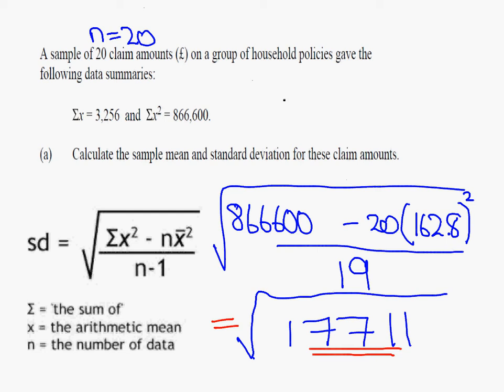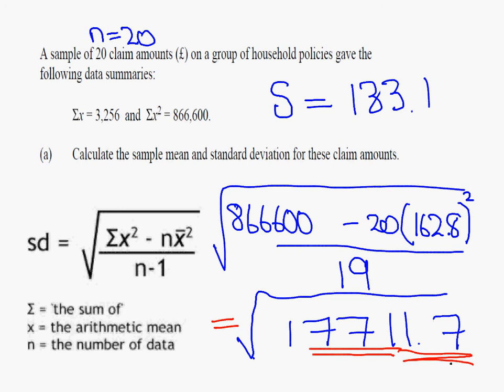And the answer to that, I'll just write it up here. S, or SD, S is the common way of writing it, is 133.1. I put everything to one decimal place because I've done that with the mean as well. So just to be clear, the variance there is 17,711.7. That's the variance. So the standard deviation is the square root of that, and it is 133.1. Okay, that's a straightforward enough formula.